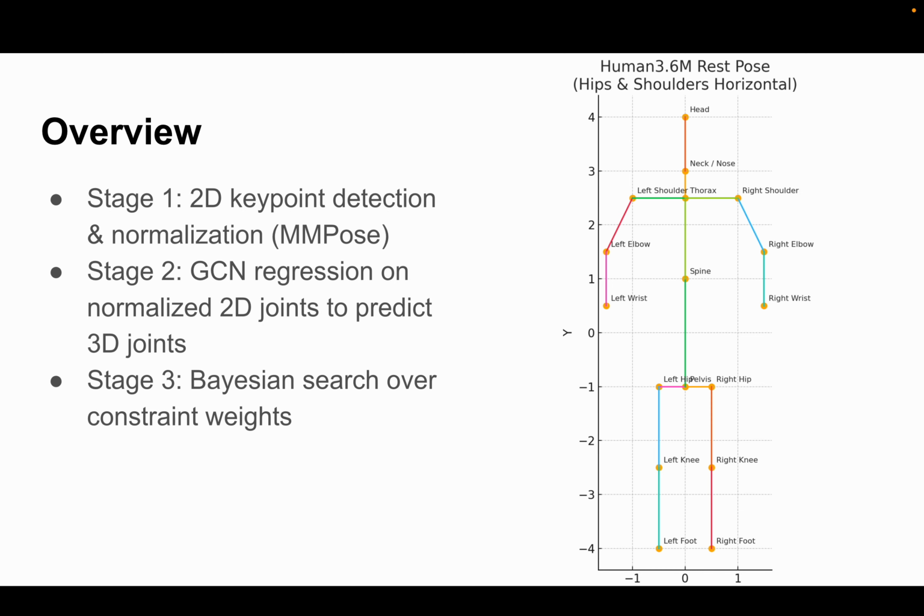As an overview, I separate this work into 3 stages. In the first stage, the 2D key point detection and normalization using pose detection gives us the 2D key points with the RGB image. In the second stage, we use GCN regression on normalized 2D joints to predict the 3D joints. In the third stage, we use Bayesian optimization to search over constraint weights. On the right, we can see the Human3.6M rest pose, which consists of 17 joints.